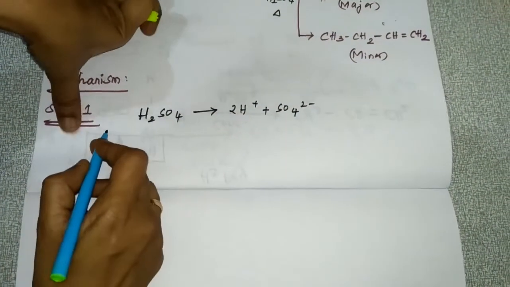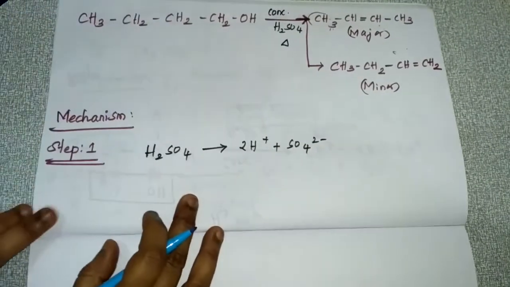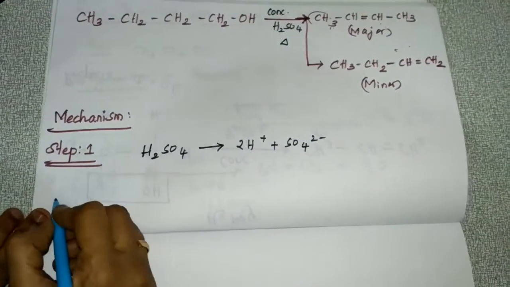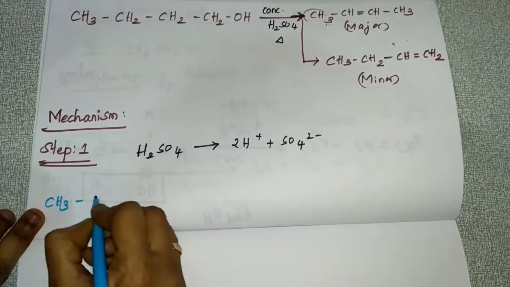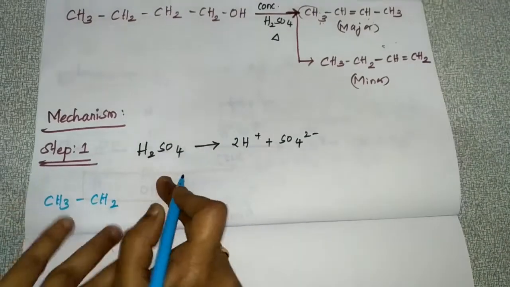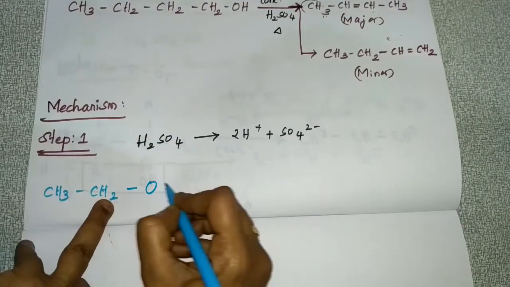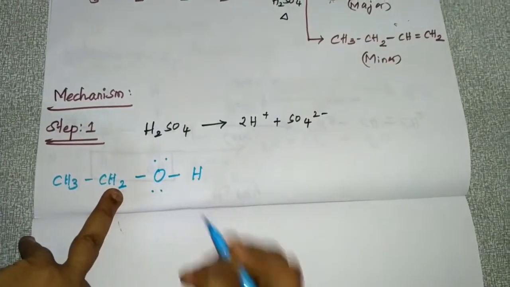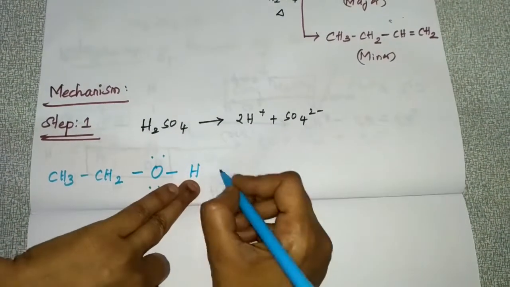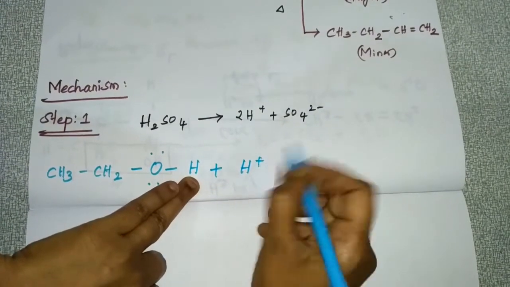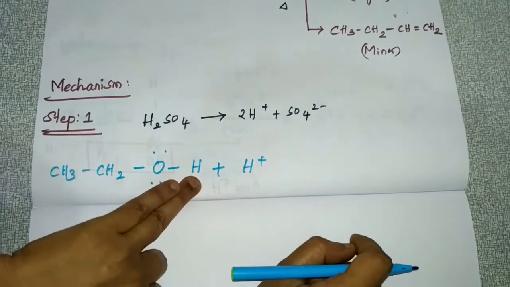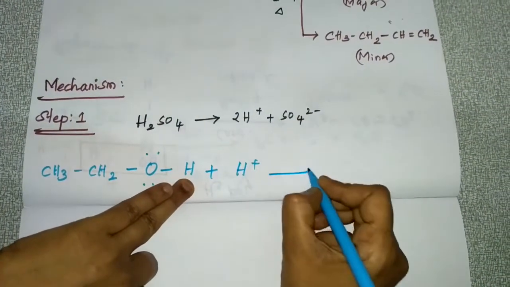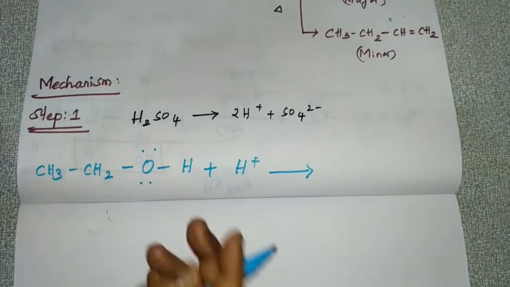Alcohol. So I'll write this: CH3, CH2, OH. Ethanol we are taking. So this will be having 2 lone pairs of electrons, and we are going to take only H plus from this sulfuric acid. Okay. So here what happens?